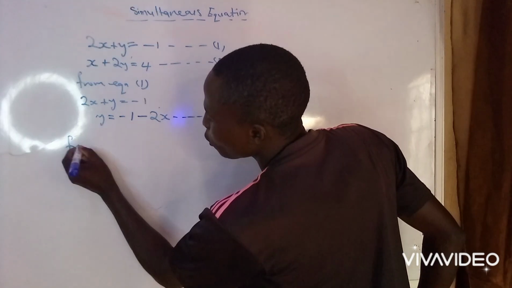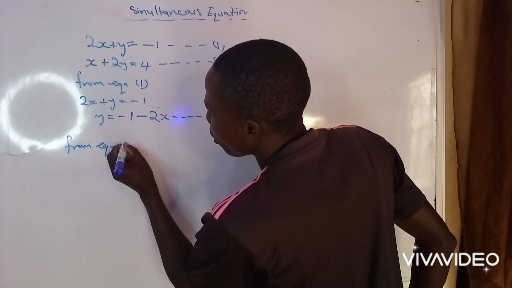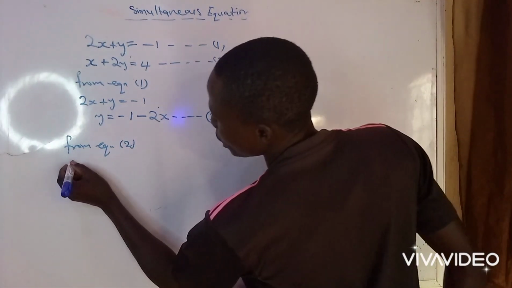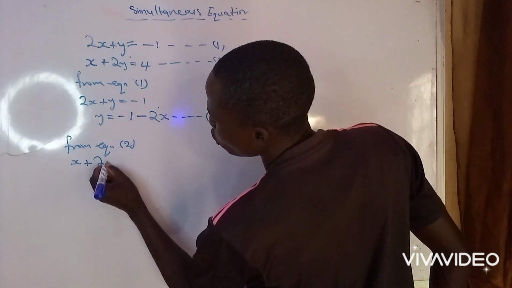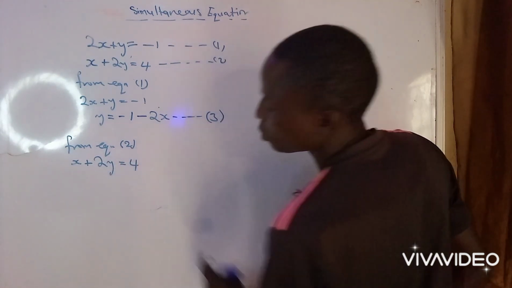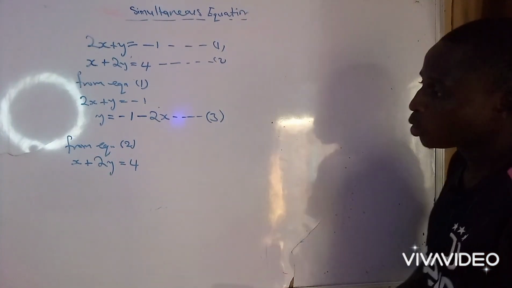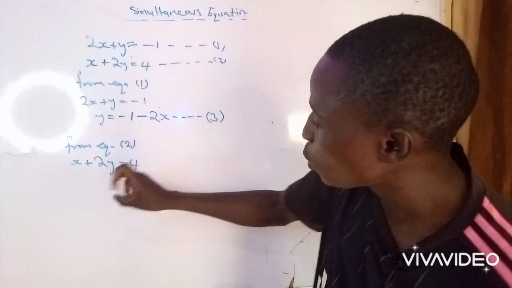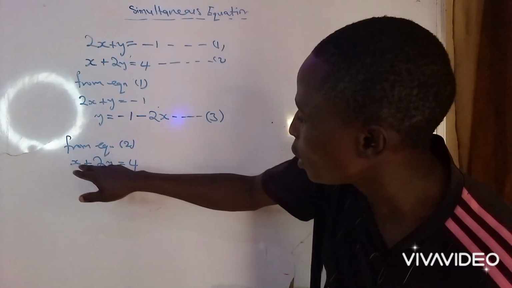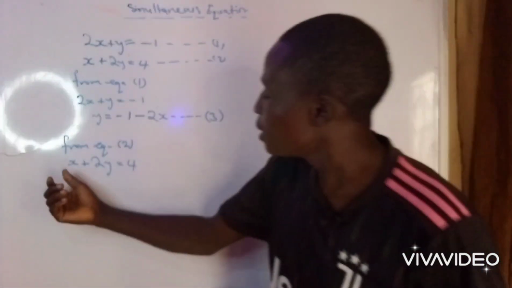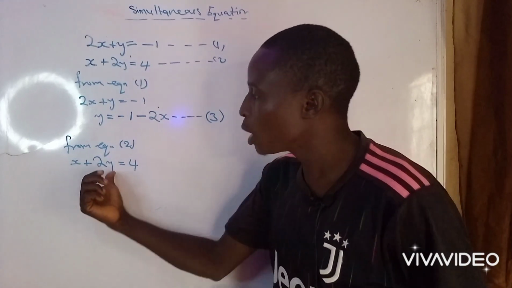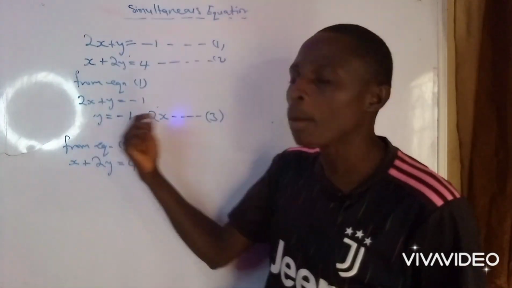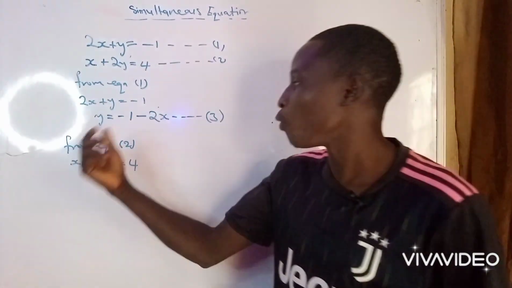You put it in writing from equation 2. Equation 2 says x plus 2y is equal to 4. So now I will substitute. That is why we call it the substitution method. I will substitute y in this equation. Anywhere I see y in this particular equation, I will put minus 1 minus 2x, because I know that minus 1 minus 2x is now the value of y.